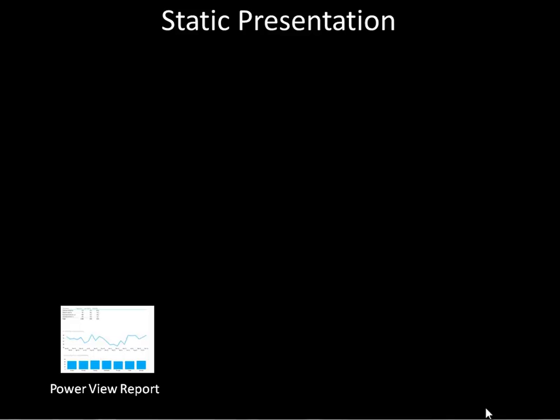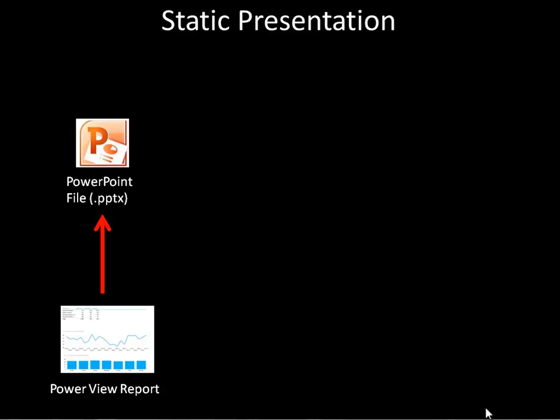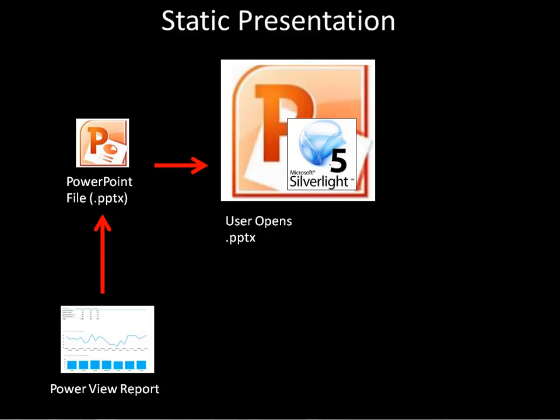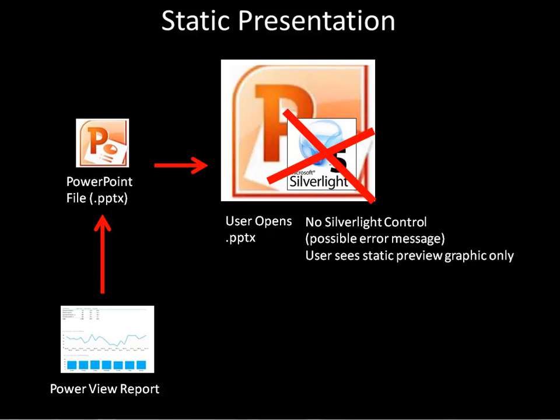We are going to start with our Power View report, of course. We'll export that to PowerPoint and we'll get a PPTX file, which is a PowerPoint 2010 file. And next the user is going to open that PowerPoint file, and within that PowerPoint file will be static images of what that report looked like, every page of it, the last time it was saved. There will be a reference to the Silverlight 5 alternative hosting control, which this user may or may not have available on their workstation. So in the case the user doesn't have that on their workstation, they will get no Silverlight control interaction. They may get an error message, and they will be able to see, though, the graphics the way they were the last time the report was saved.